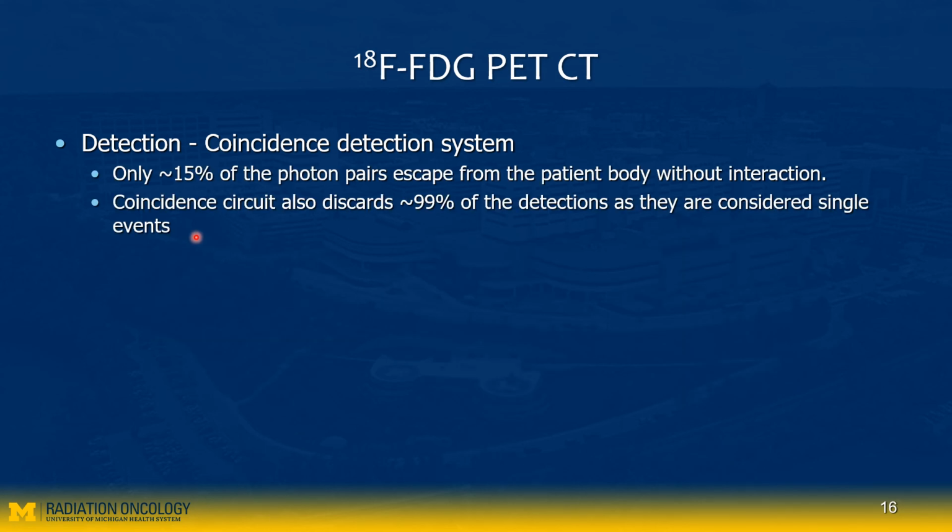This coincidence detection system is very inefficient. That's actually one of the reasons why PET image is such a noisy, low resolution. So first reason, not only 15% of the photon escapes the patient body, the coincidence circuit has to discard 99% of the detection, as they are considered single events, because you can imagine there's only 1% chance that two photons traveling in opposite directions are detected by this system.